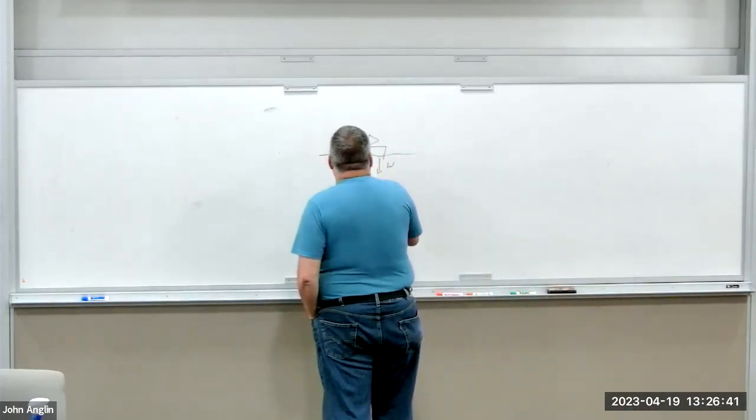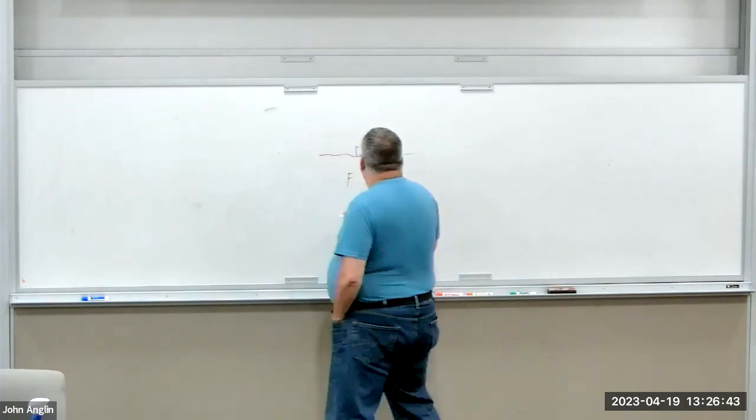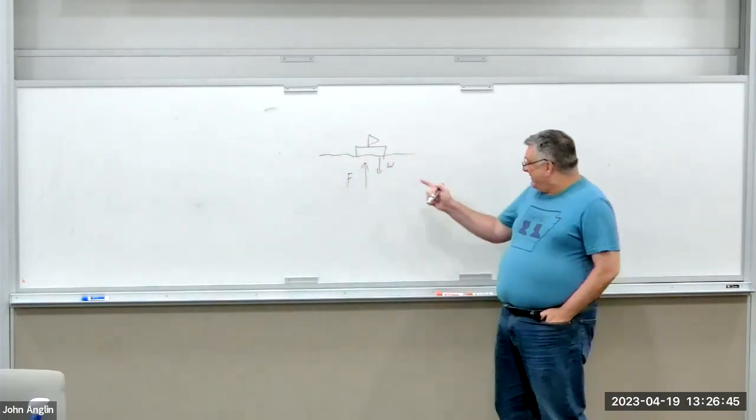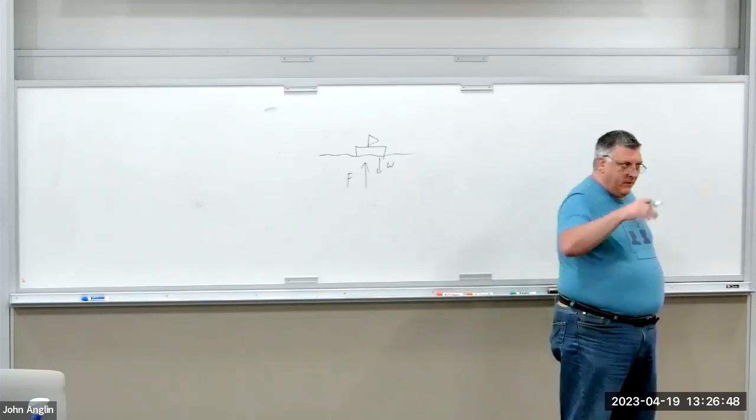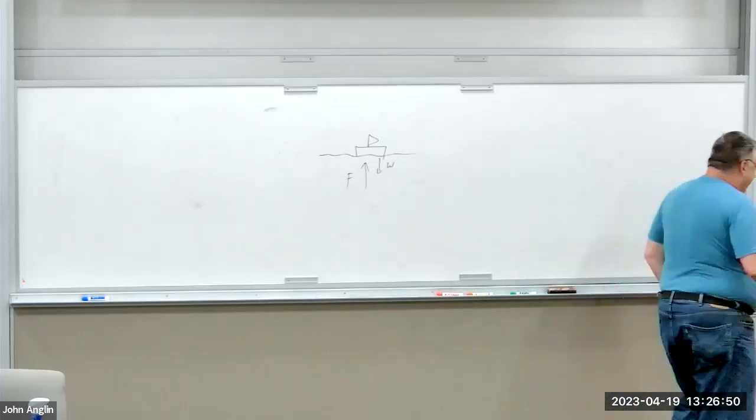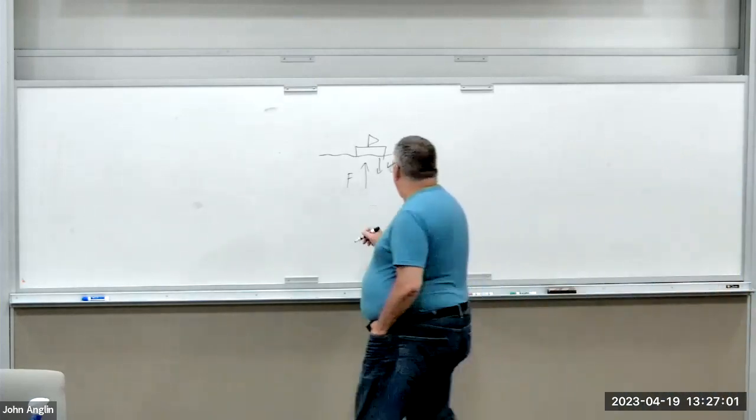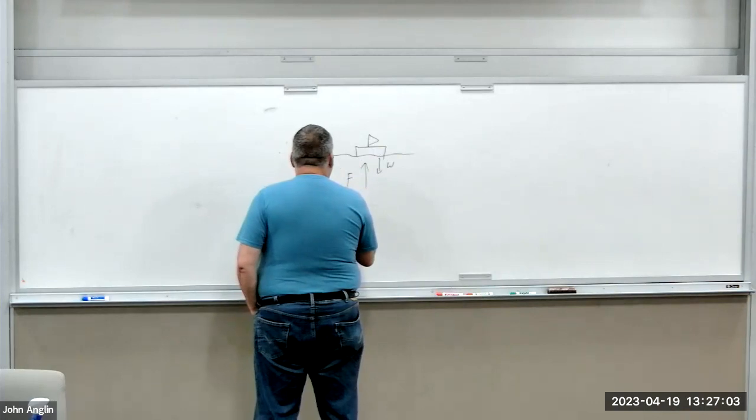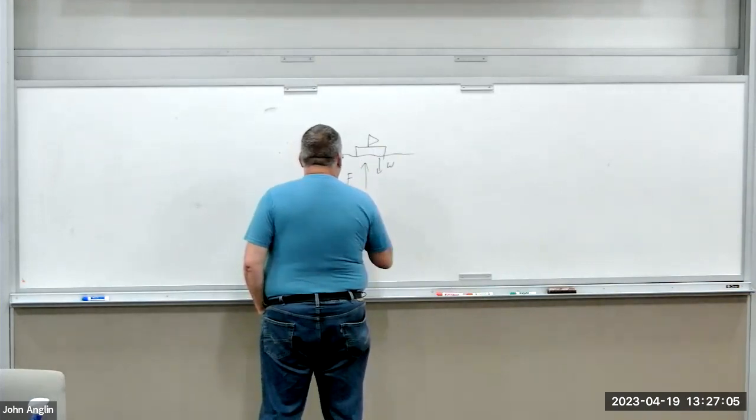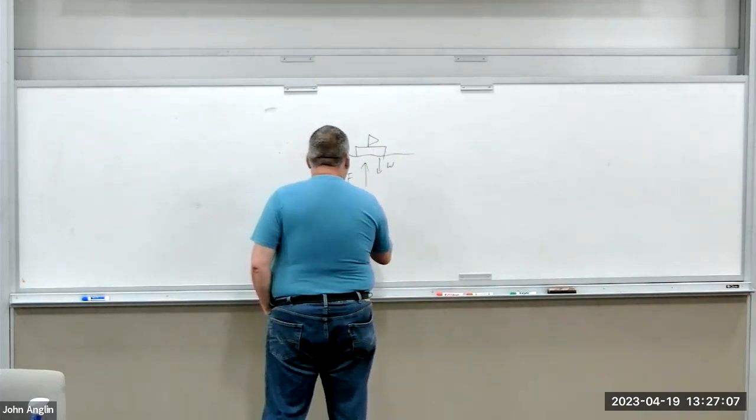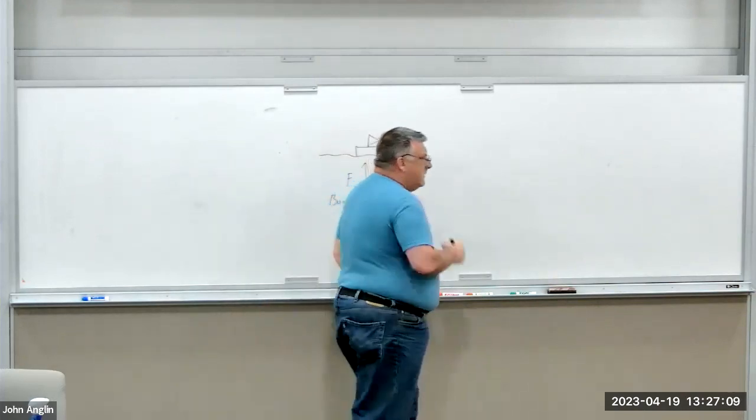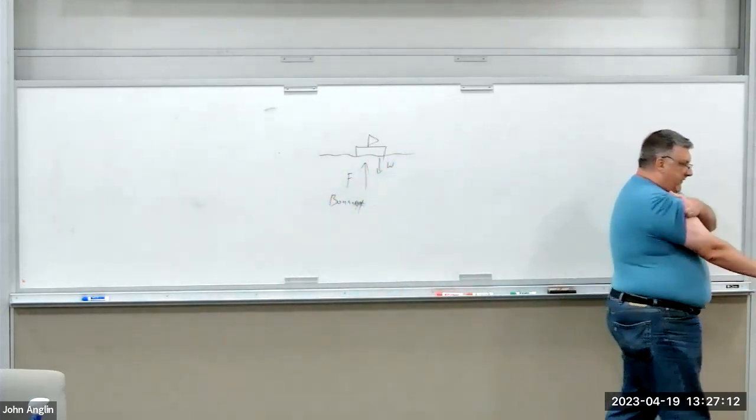So that implies that since there is this force, the boat pushing down on the water, there must be some force of the water pushing on the boat. That's what Newton's third law tells me. That force is what we call buoyancy. So buoyancy is the force that makes things float.